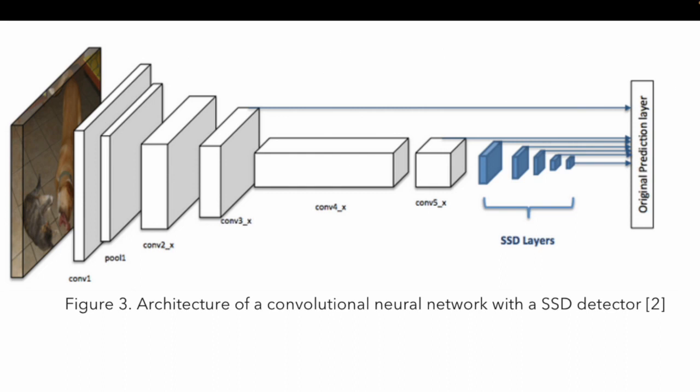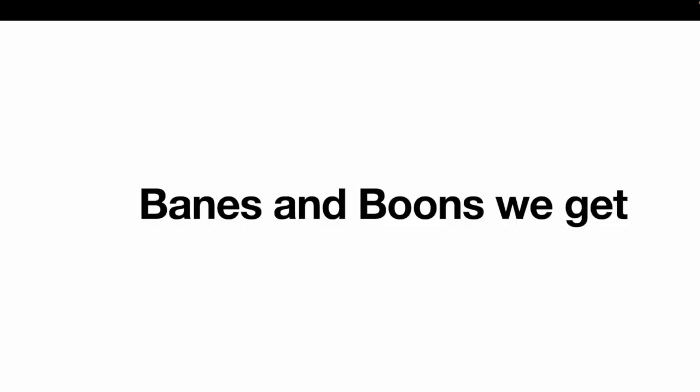SSD works on an algorithm to predict layers. So this is the structure of a CNN and SSD detector combined. Let's skip. So what are the banes and boons we get in this type of project or this type of algorithm?